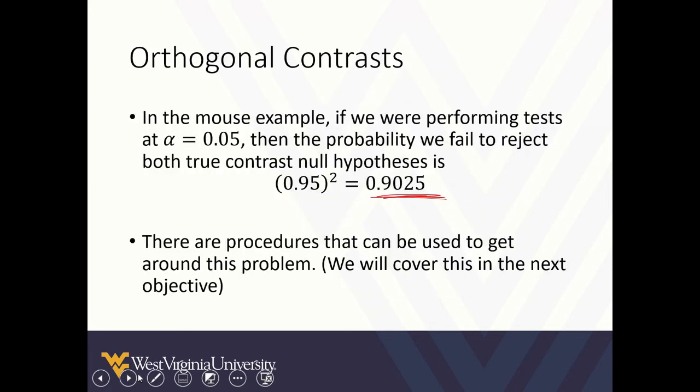And so that's pretty good. There are further procedures we can use to protect our significance level further. And that's something we'll talk about more when we do post hoc comparisons, because again, orthogonal contrasts are something we do when we are doing a pre-planned comparison.